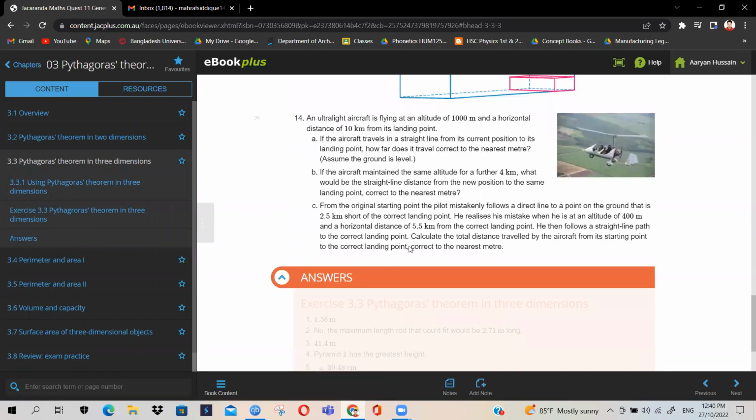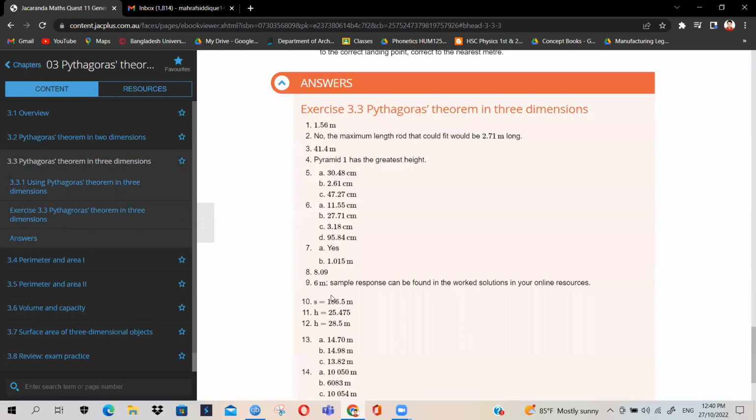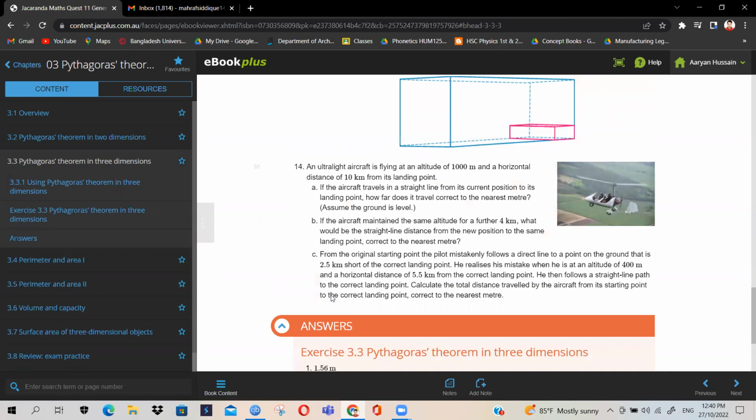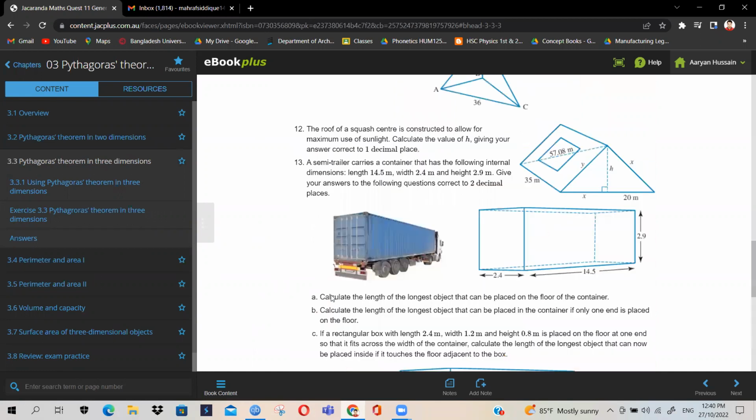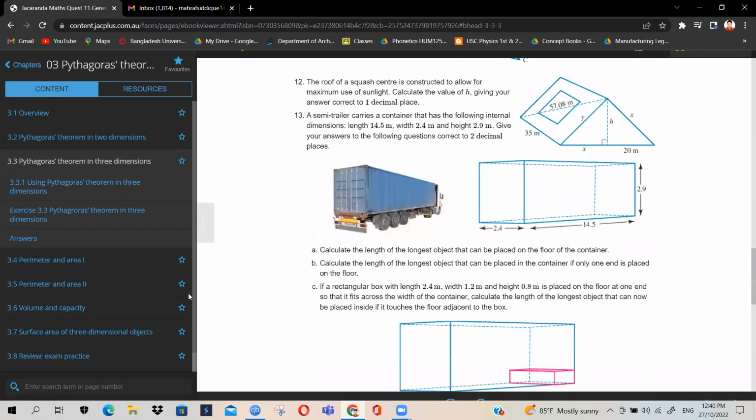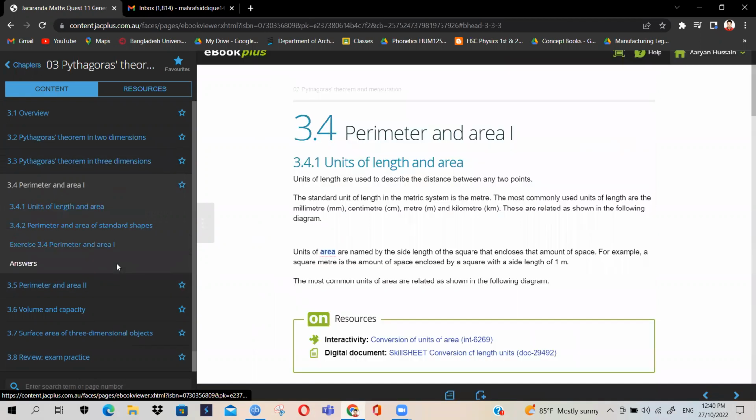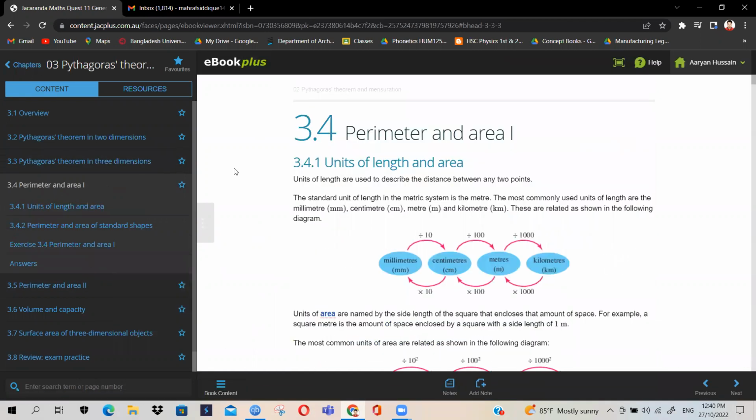So we completed this portion, right? That is the Pythagorean theorem in 2 dimensions and 3 dimensions, and we were about to start perimeter and areas. Okay, it's been a good amount of effort. Just a second, I have to slow. That's right.